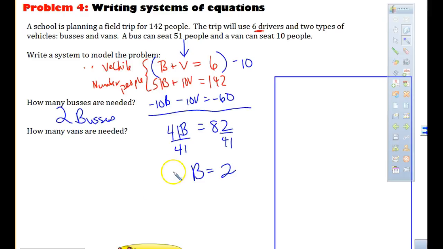What would be the easiest equation to use? The first one. And we probably don't even have to write it out, right? How many vans do they need? 4. Why do I know 4? Because 2 plus 4 is 6. Kind of, you don't even have to rewrite the equation and solve it. If you want to, you could, but that first equation, you're just answering the questions, okay?